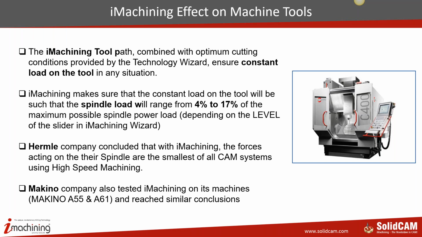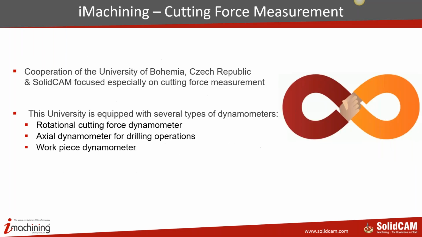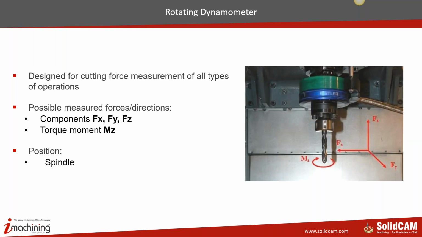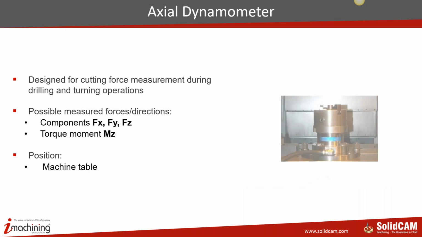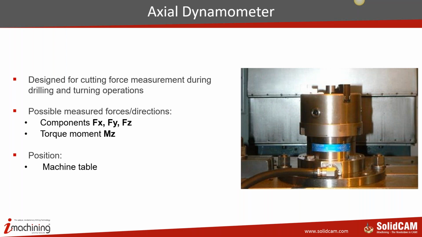Now, these are just statements. I can put the statements, okay? There is no hard evidence. The hard evidence comes with the research that we did in cooperation with the University of West Bohemia in the Czech Republic. The whole idea was measuring the forces acting on the spindle, on the workpiece, and on the axes. This university had dynamometers, and these dynamometers were connected to the spindle to measure the force on the spindle. They also had an axial dynamometer, and these were used to measure possible forces on the machine table.